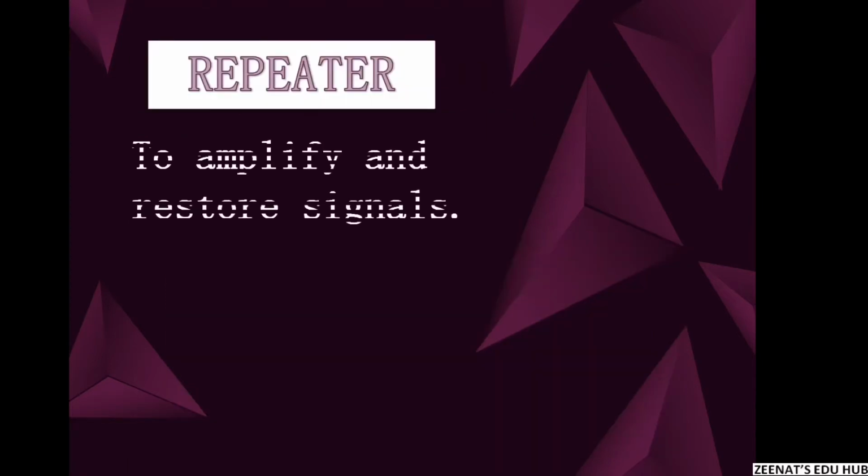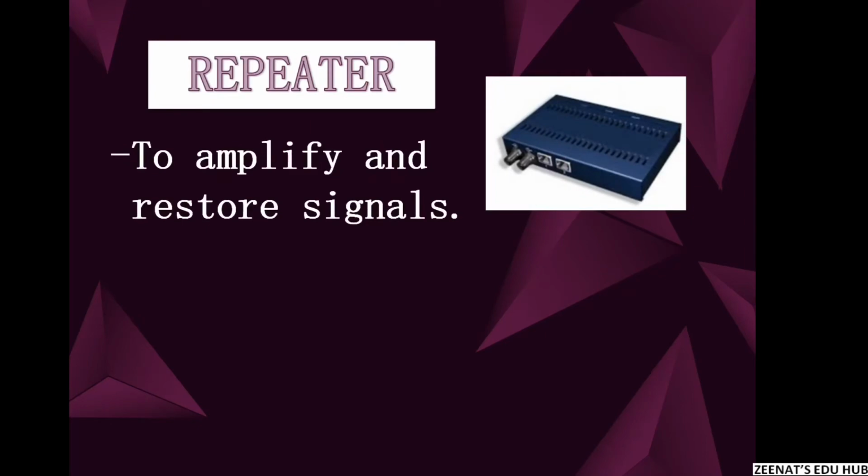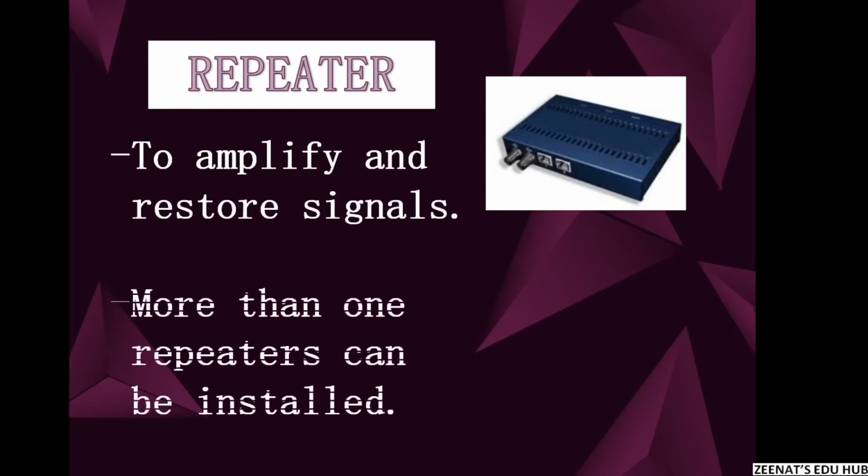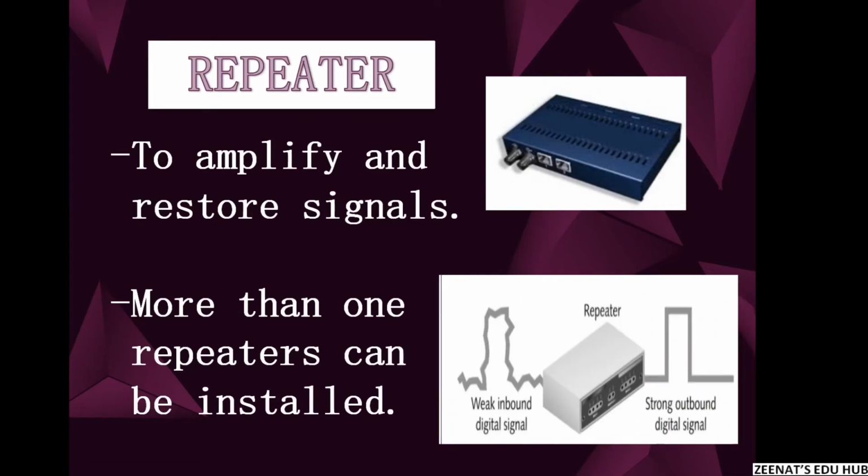Next is repeater. Repeater is a hardware device which amplifies a signal in a network. That is, it receives a signal and retransmits it. In a long distance communication, more than one repeater can be installed, so that there is no loss of signal or data, and the message reaches as it is to the other end without getting degraded.